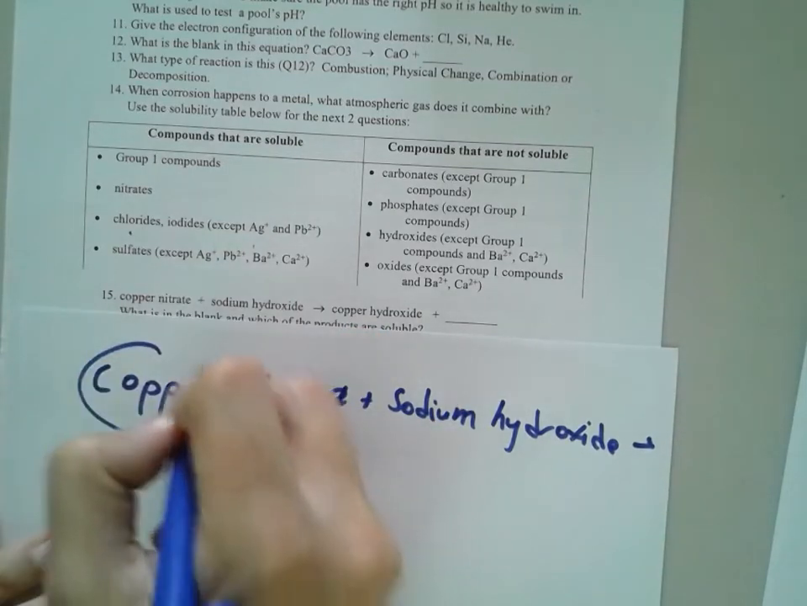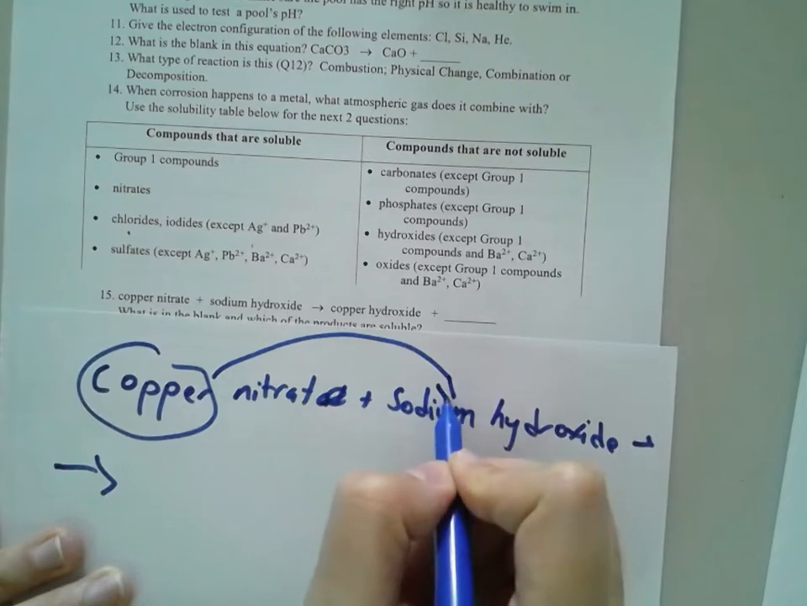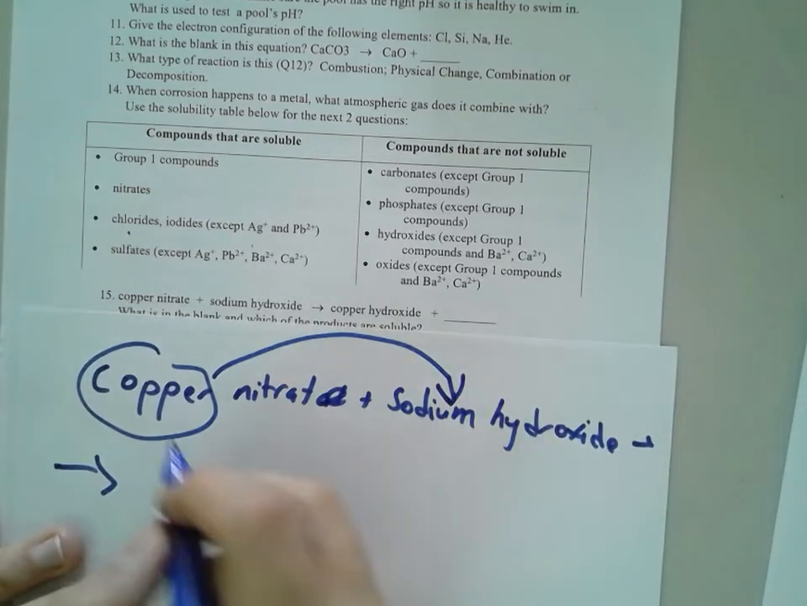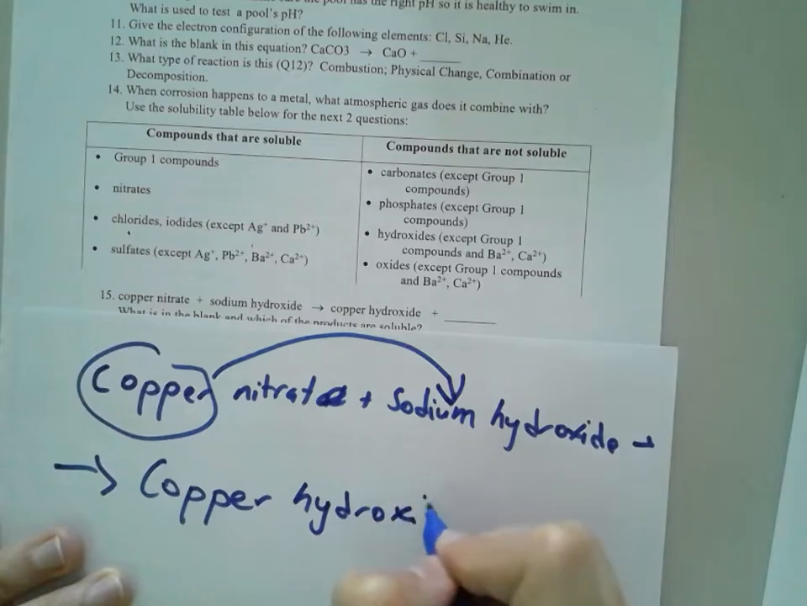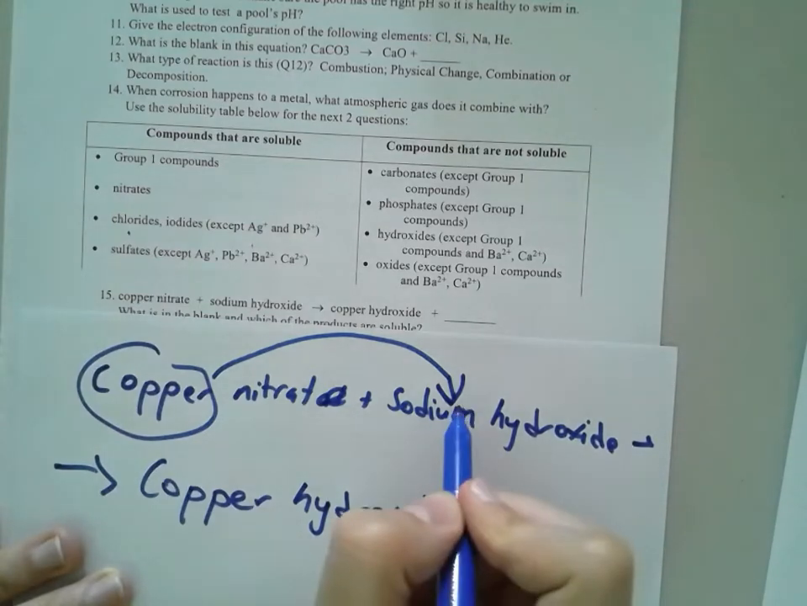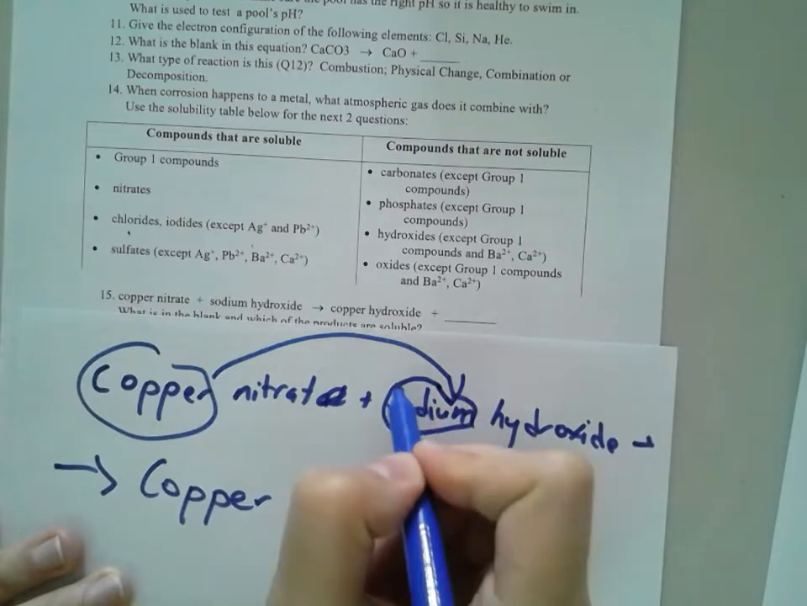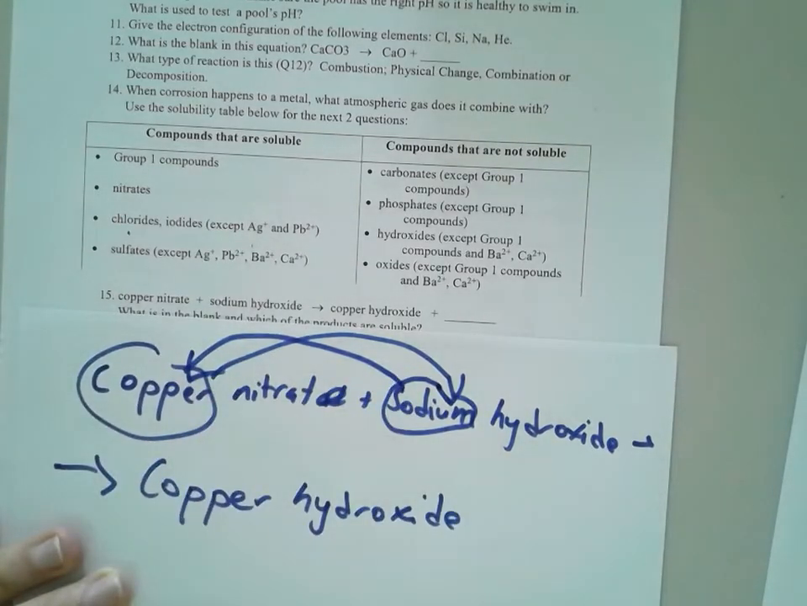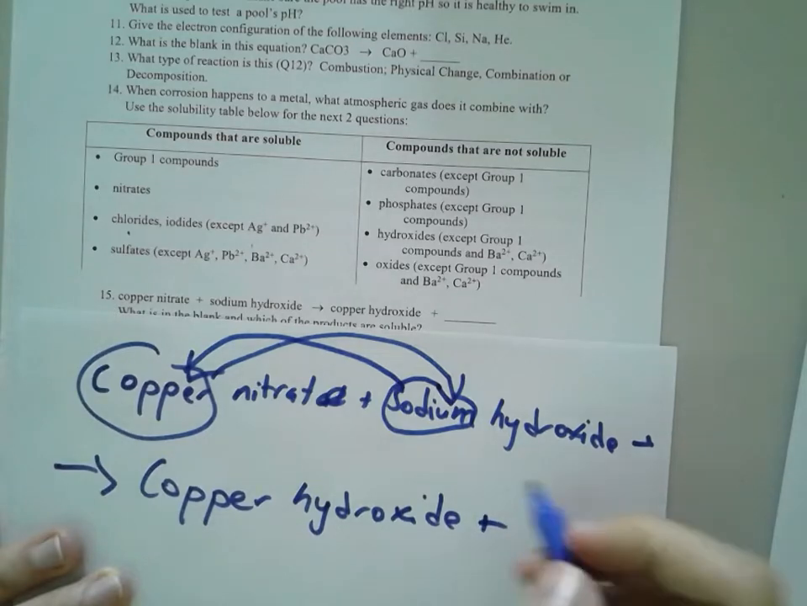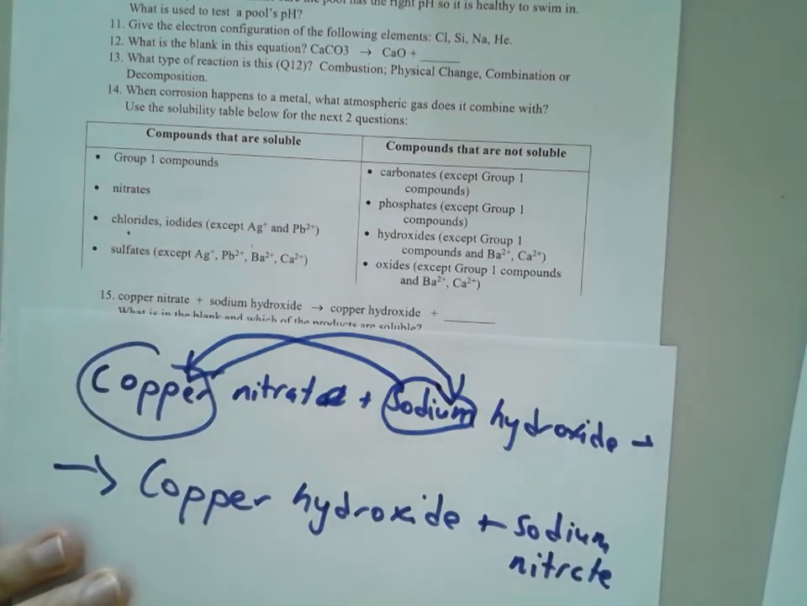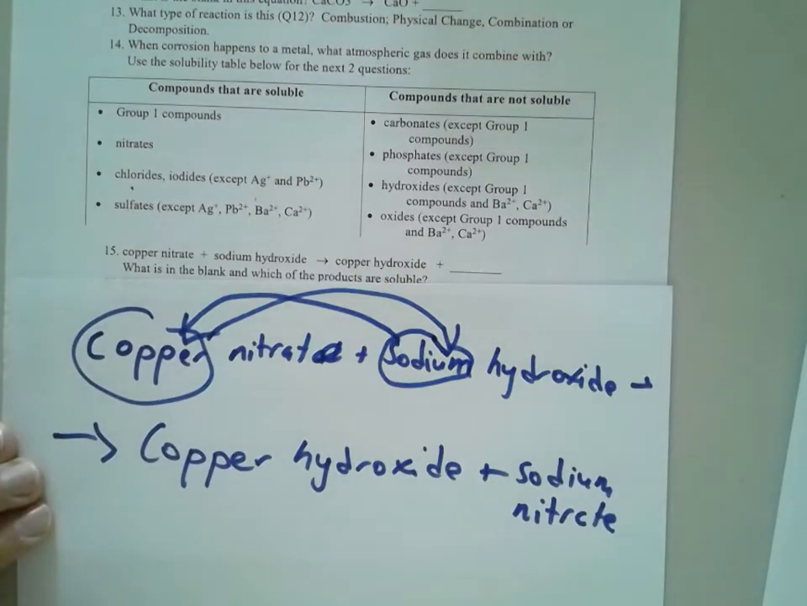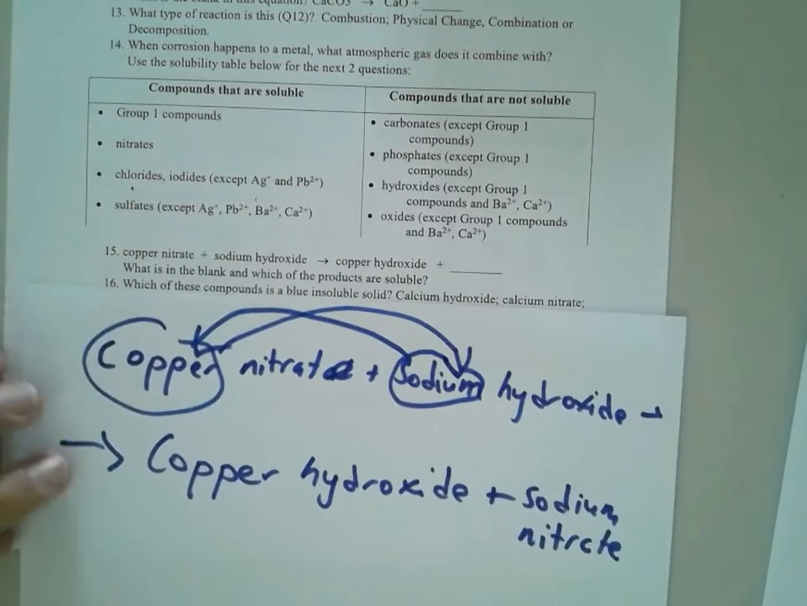So the copper took the place of the sodium there. So we have copper hydroxide. What needs to happen now is the sodium needs to take the place of the copper. So we now have sodium nitrate. Okay, now the next part of the question is asking us what is in the blank space.